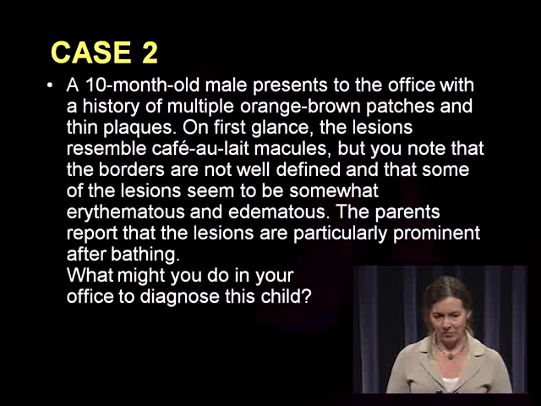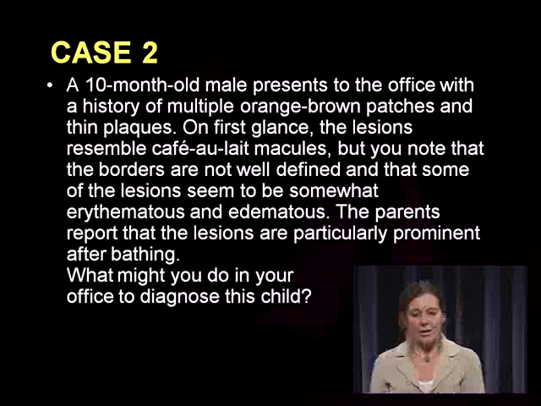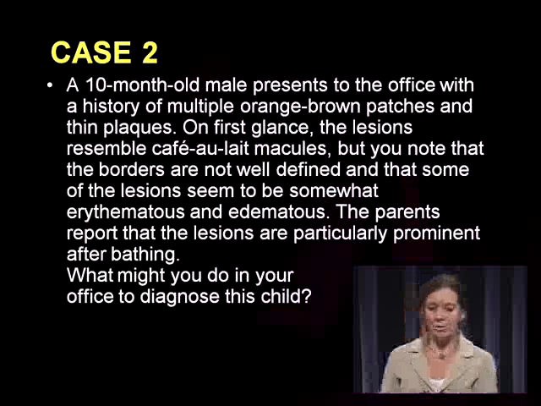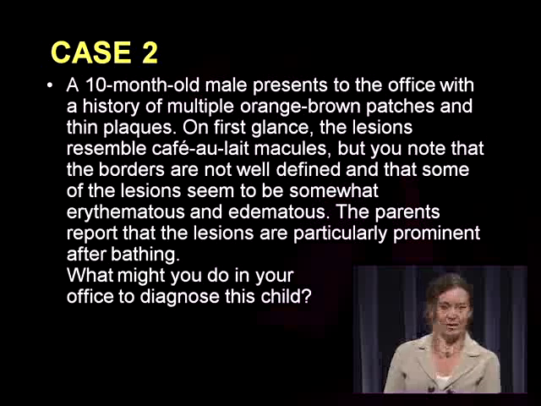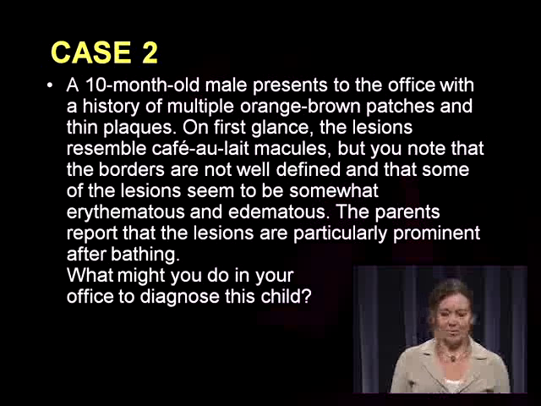Okay. Moving along then, we'll go to case 2. This is a 10-month-old male who presents to the office with a history of multiple orange-brown patches and thin plaques. And on first glance, the lesions resemble cafe au lait macules, but you notice that the borders are not well defined, hint, hint, and that some of the lesions seem to be somewhat erythematous and edematous. The parents report that the lesions are particularly prominent after bathing. What might you do in your office to diagnose this child?